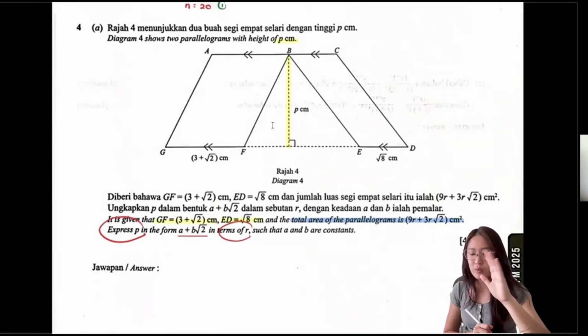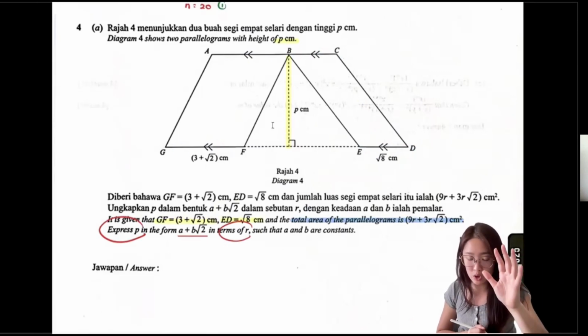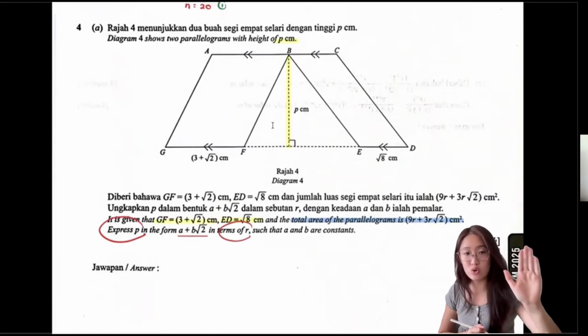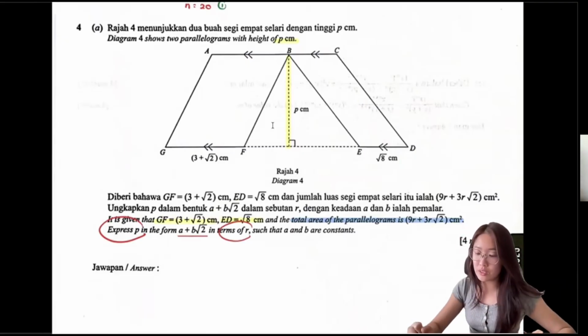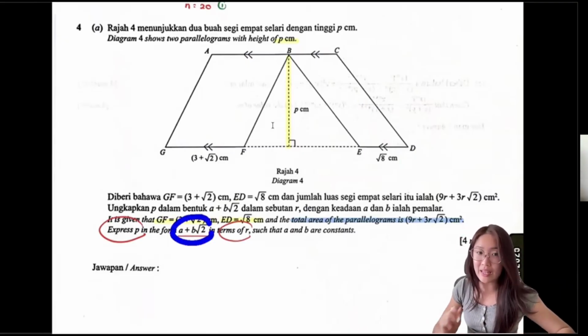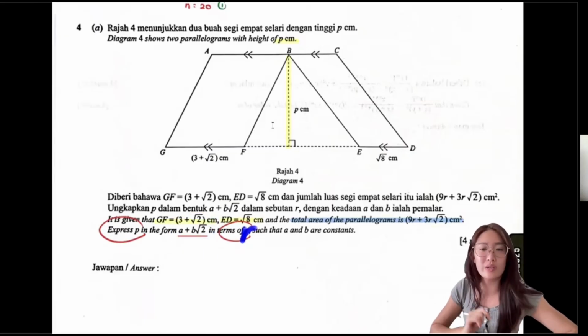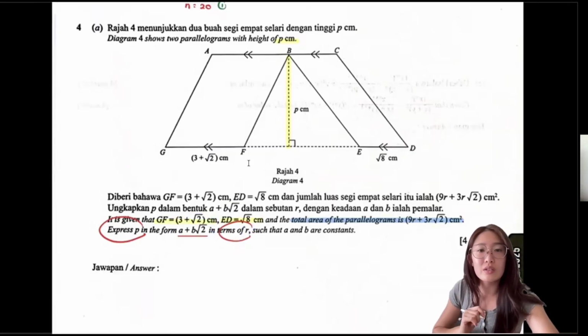Basically, what is important over here is you have to use the total area of the parallelograms to find an answer with p as the subject, and your answer must be arranged this way. And in your answer, you have r. This is what it means. Now, for the thing over here, you need to know what is the area of a parallelogram. This is not given to you in the formula sheet.